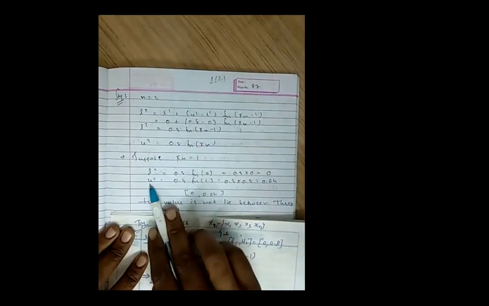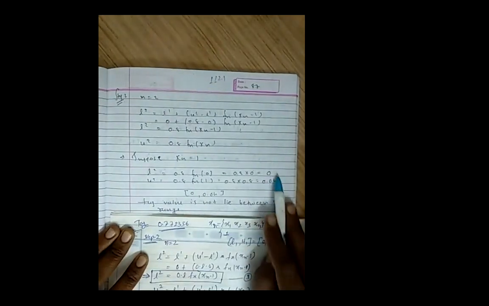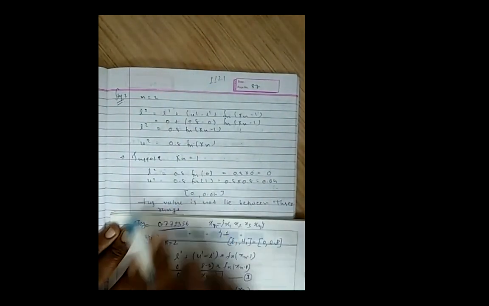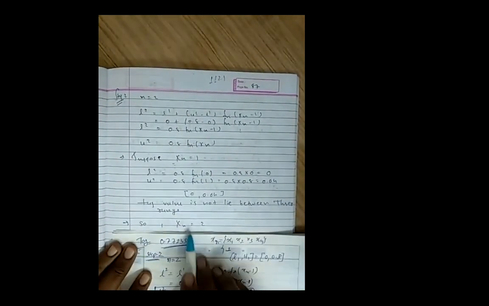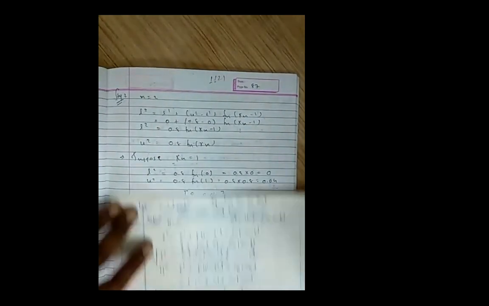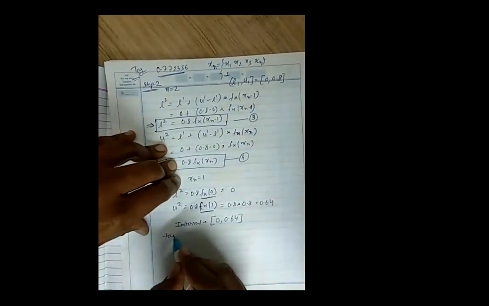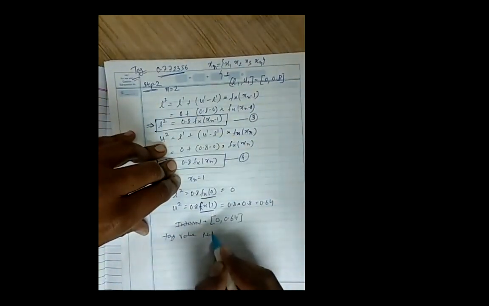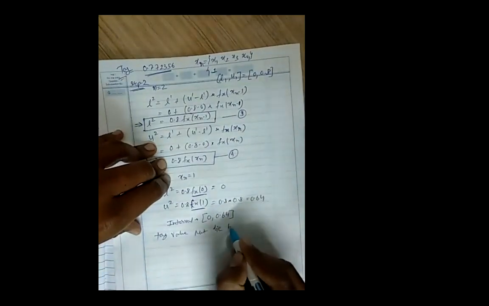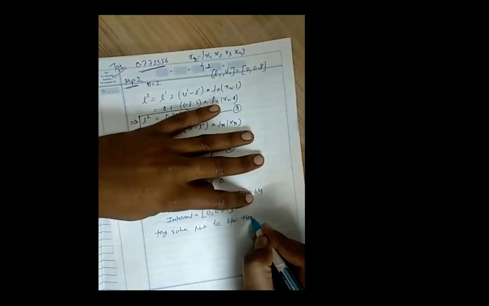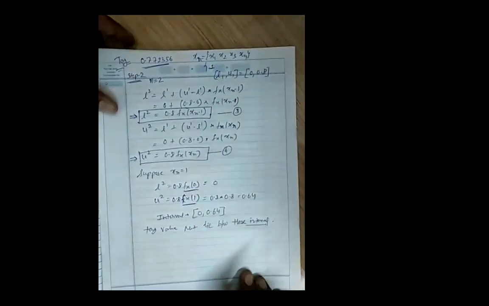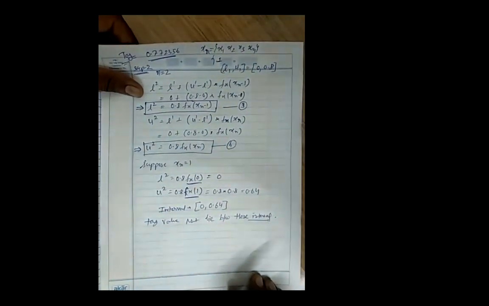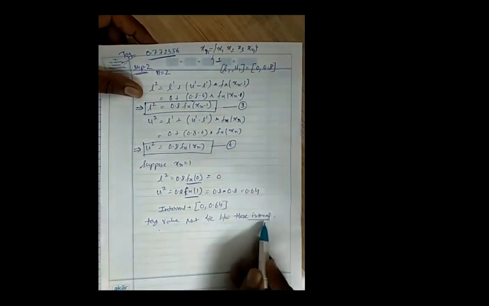So L2 and U2 values cannot be this range, this interval cannot be it. So we need to figure out new values of L2 and U2 by a new assumption, that is xn equal to 2. So here you can write the statement: tag value does not lie between this interval. My handwriting is very bad, so please try to follow through my words.